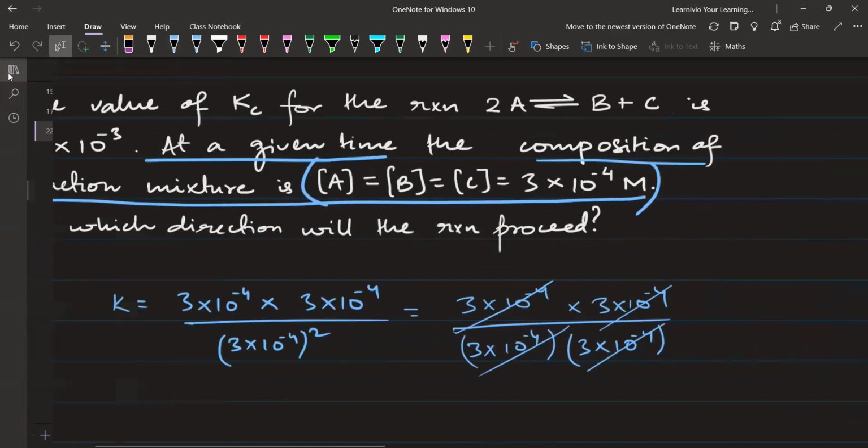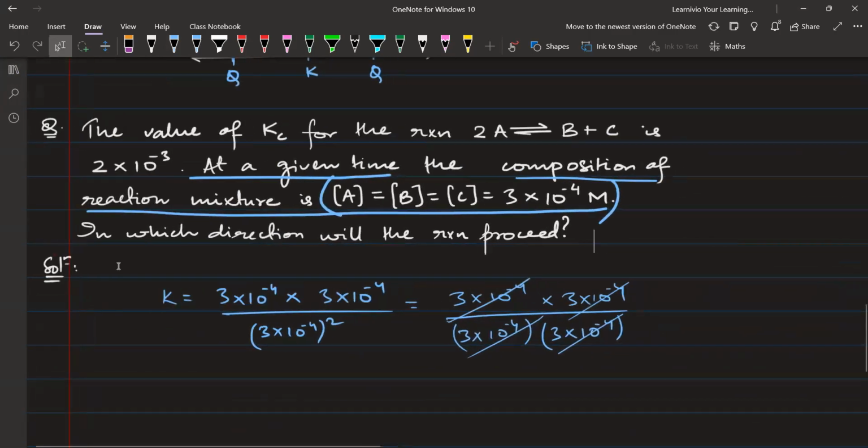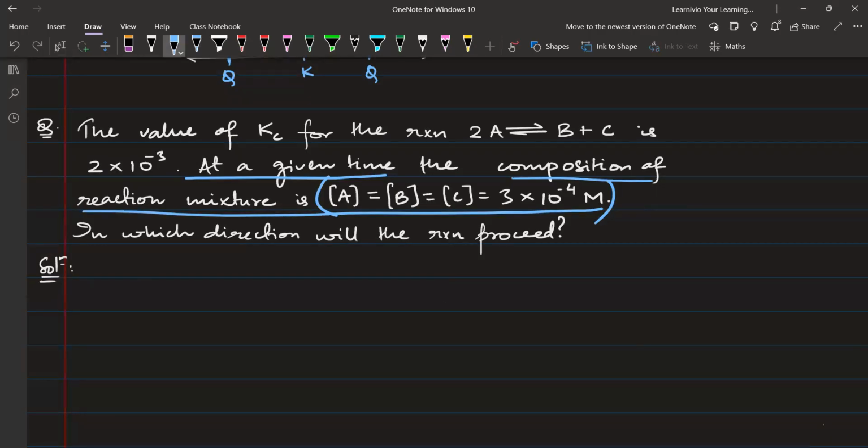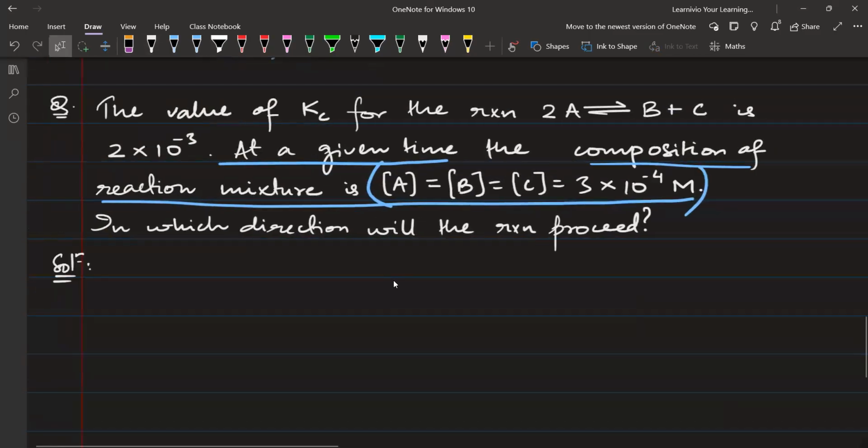But they never said that this particular concentration which they have given here, 3 into 10 to the power minus 4, is the equilibrium concentration. So we cannot write K for this. What can we write for this particular concentration? Tell me, guys. What is the term that we defined today? Q. Very good. So we can write the Q.